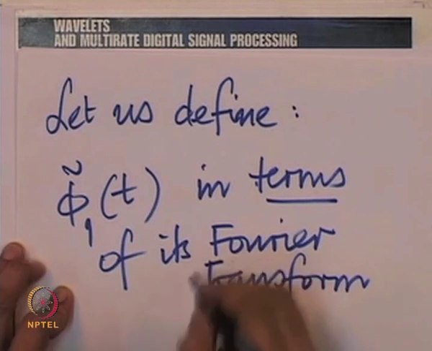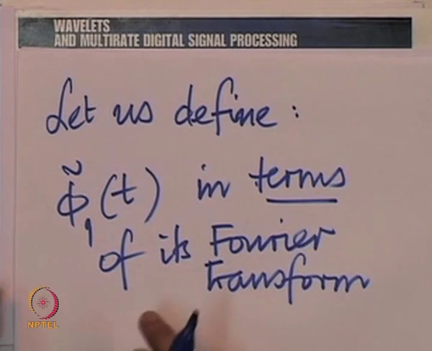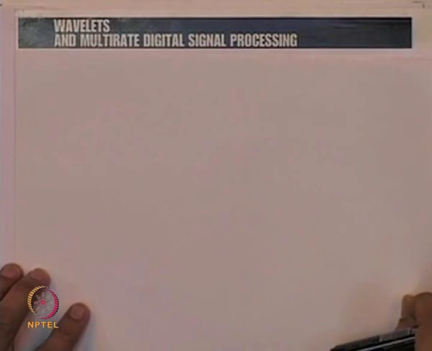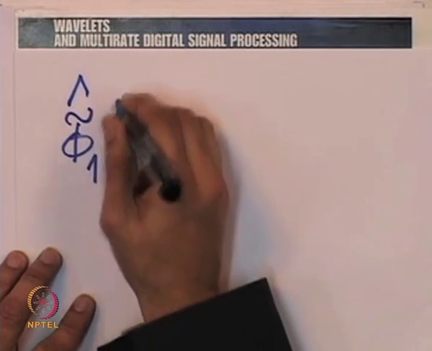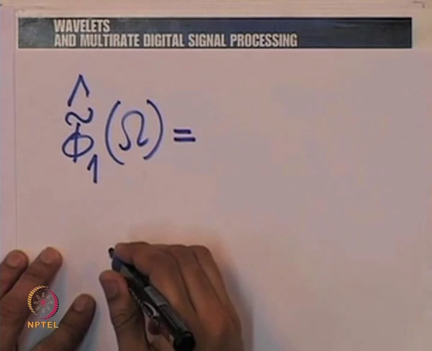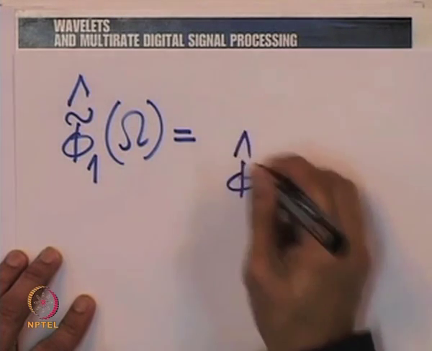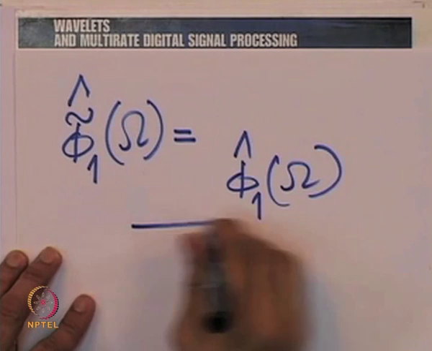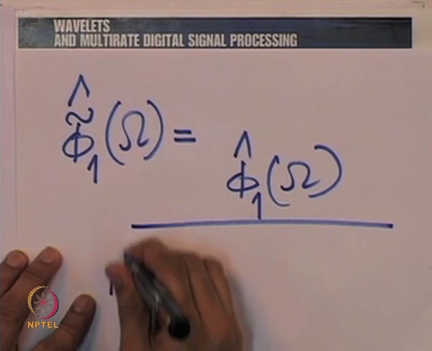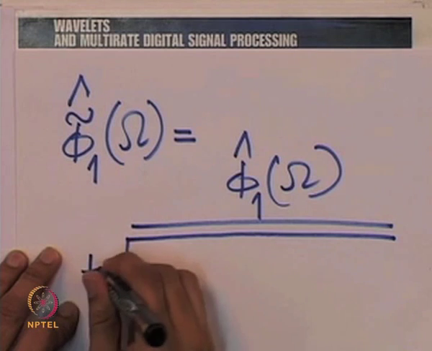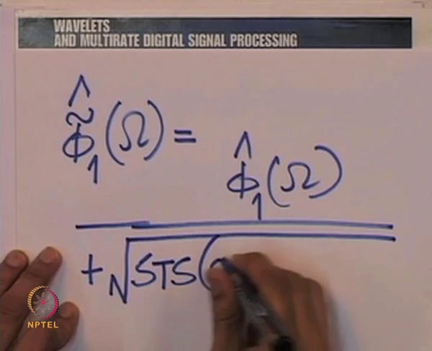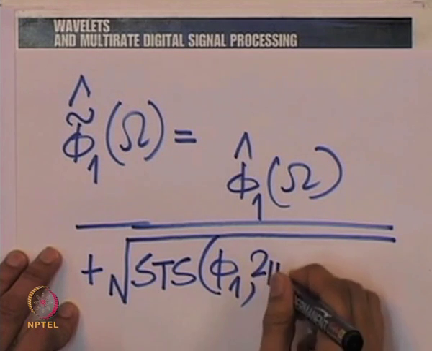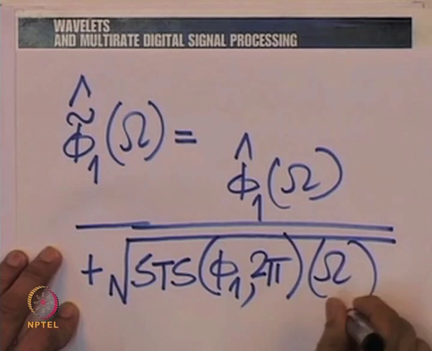Unlike the case of sum of dilated spectra, here we will also be able to give a meaning to the definition that we make. So, we will define phi 1 tilde cap of omega to be phi 1 cap omega divided by the square root, positive square root, of the sum of translated spectra of phi 1 with translation of 2 pi as a function of omega.